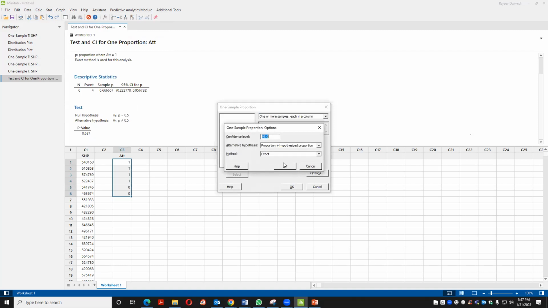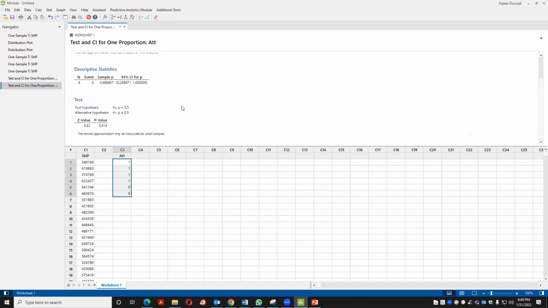Since the options are exact or normal approximation, if you have sufficient data points, you can use the normal. Then you can get the z value and the p value. Since the data is very small, only 6 students, but if I take like 100 students, I will get a clear picture. With 6, I can't. So for the normal approximation, the p value is this, the z value is this.